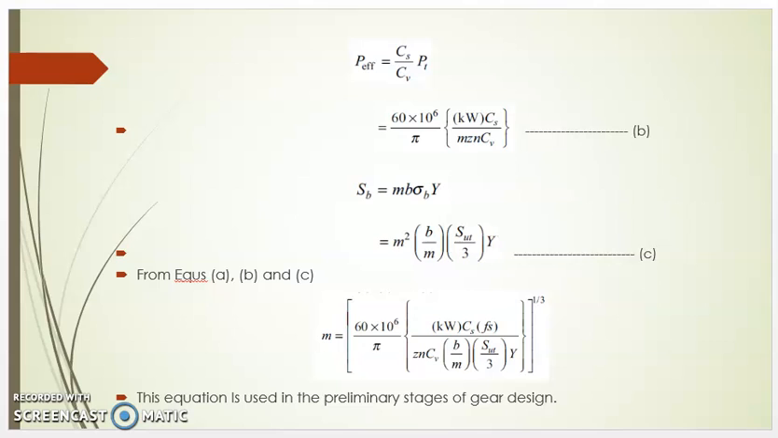Therefore, from equations A, B and C we are getting module m is equal to 16 into 10 raised to 6 divided by pi into bracket kilowatt into Cs into Fs divided by Zn Cv into b divided by m into SUT divided by 3 into y, bracket raised to 1 by 3. This equation is used in the preliminary stages of gear design.